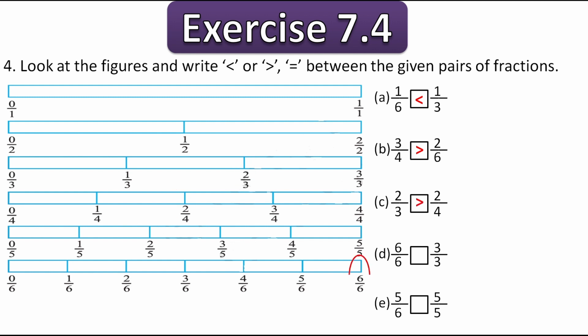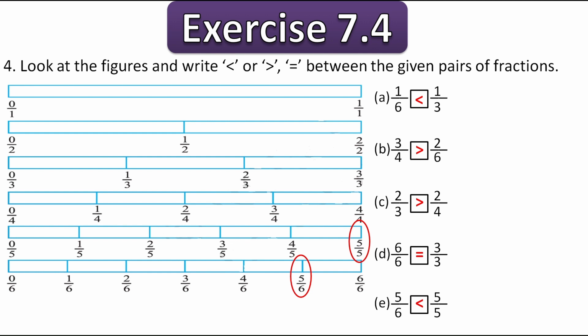Now 6 upon 6 and 3 upon 3 lie on the same vertical, so they are equal. Okay. Now 5 upon 6 is on the left side of 5 upon 5. Therefore 5 upon 5 is greater than 5 upon 6.